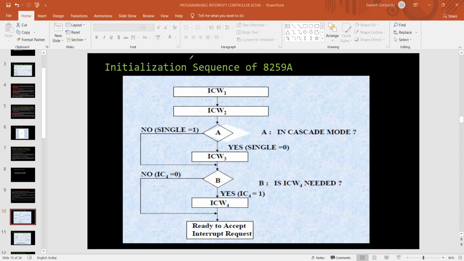Let us now see what are these initialization command words 1, 2, 3, and 4. Okay, what do they specify? How do we initialize the things? That we will understand now.